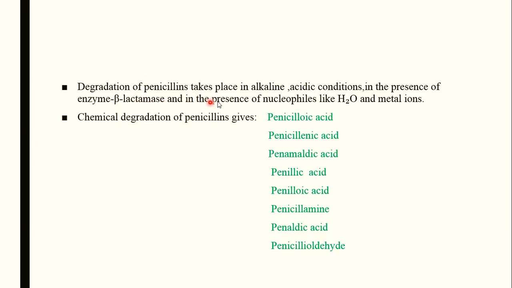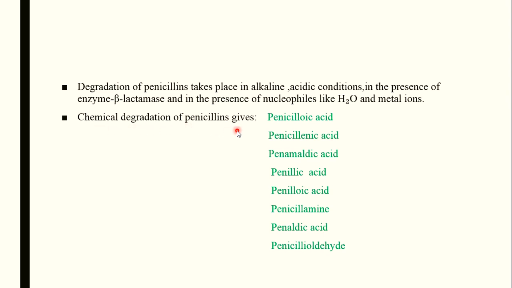Degradation of penicillins takes place in alkaline conditions, acidic conditions, or in the presence of the enzyme beta lactamase, and in the presence of nucleophiles like water and metal ions. When the reaction of chemical degradation takes place in the presence of nucleophiles like water, that reaction is called hydrolysis. Sometimes it may undergo reaction with metal ions also, and sometimes it will undergo a decarboxylation reaction also to produce degraded products of penicillin.